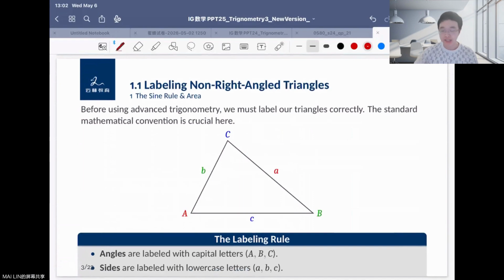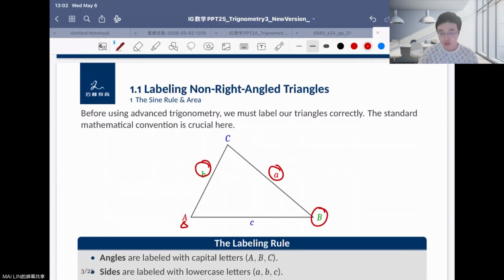So here you can find this is not a right angle triangle. Here is a very normal triangle ABC. Most of the time we use the opposite side as the lowercase letter of the angle. So here you can find a capital letter A representing the angle A, and the opposite side is lowercase a. And this is angle B, and the opposite side is lowercase b. And this is angle C, and this is side c. That is it. So the angles are represented by capital letters and the sides by lowercase letters.